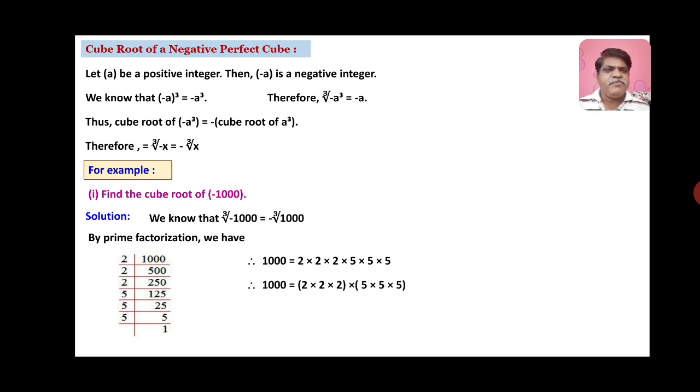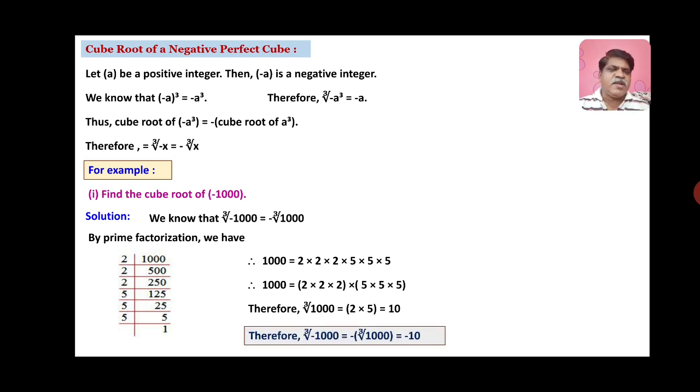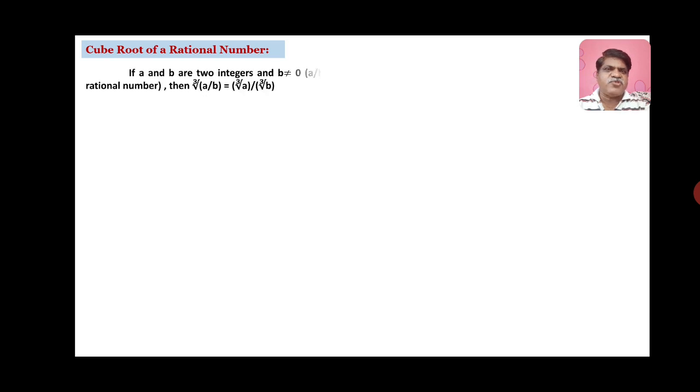So, group them, that is, therefore 1000 is equal to 2 into 2 into 2 and 5 into 5 into 5. Therefore, the cube root of 1000 is equal to 2 into 5, that is 10. Therefore, you can write the cube root of minus 1000 is nothing but minus the cube root of 1000, which is nothing but minus 10.